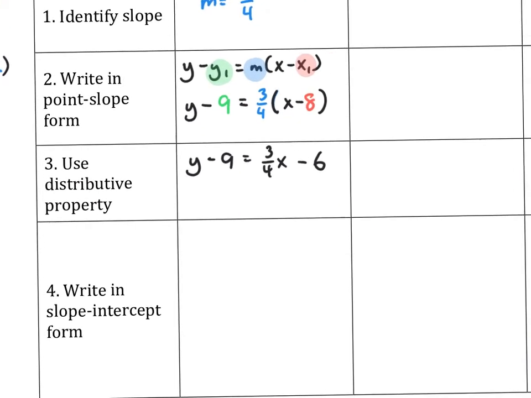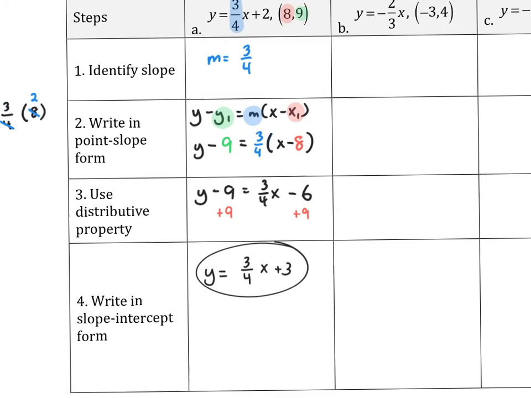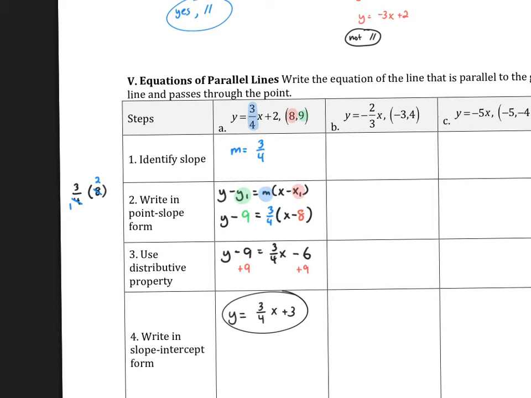All right, now we're not done, because we're going to write this in slope-intercept form by adding 9 to both sides, and so my final answer here is 3/4 x plus 3. Now we know this is parallel because it has the same slope as this one and different y-intercepts.